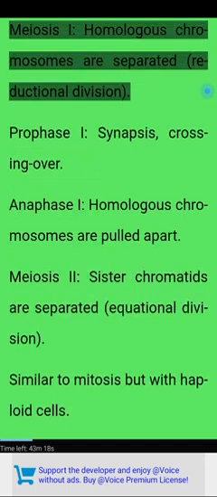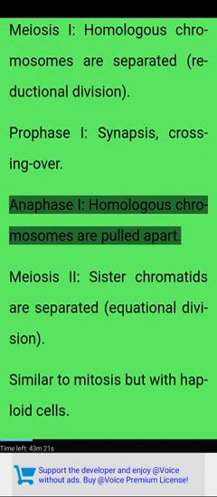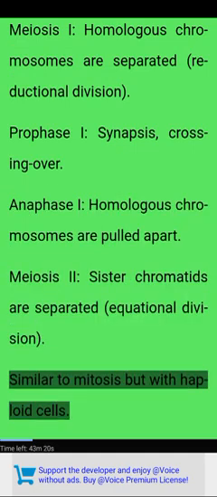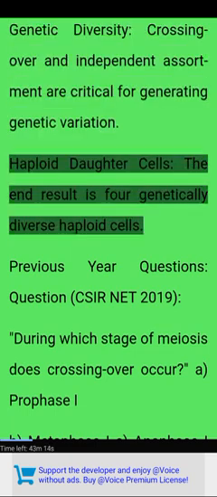Key concepts to focus on. Meiosis I. Homologous chromosomes are separated, reductional division. Prophase I. Synapsis, crossing over. Anaphase I. Homologous chromosomes are pulled apart. Meiosis II. Sister chromatids are separated, equational division. Similar to mitosis but with haploid cells. Genetic diversity. Crossing over and independent assortment are critical for generating genetic variation. Haploid daughter cells. The end result is 4 genetically diverse haploid cells.